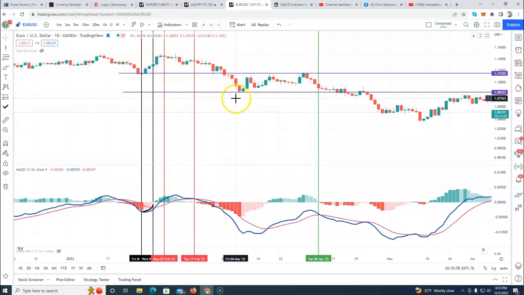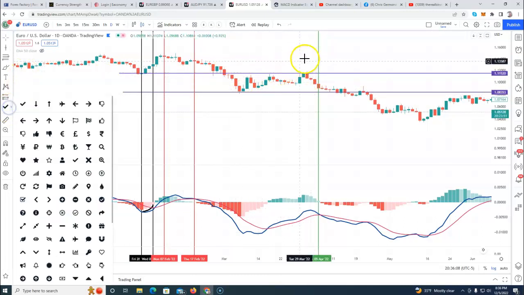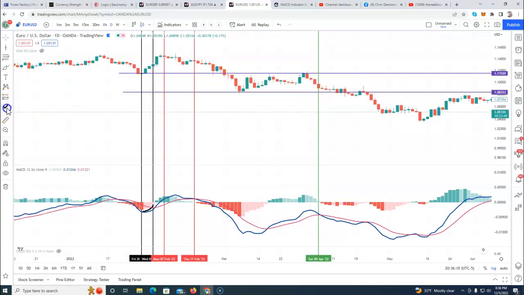Now, boom. We broke structure, created a low. Price comes back up, retests this breakout, fails to create a high. So we know at this point that we're still in the downtrend. Now what are we waiting for? Maybe we're waiting for additional confirmation to take a second entry. Well, kind of similar things happen here.